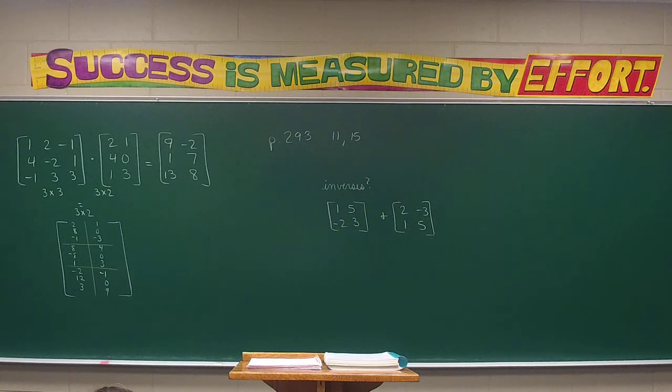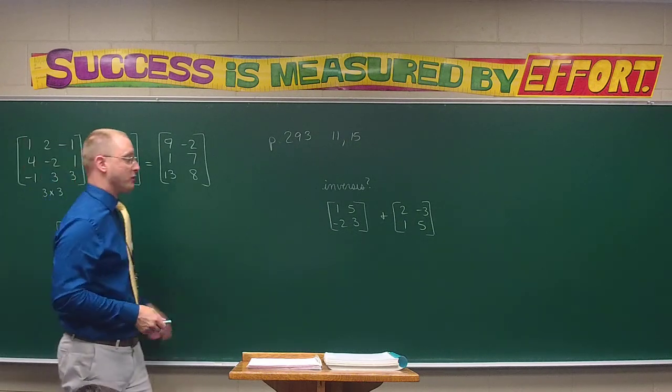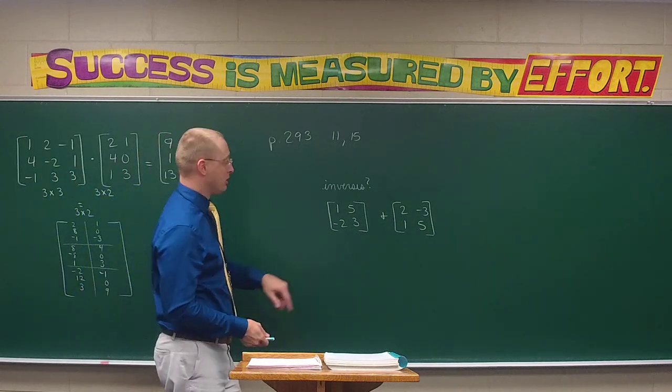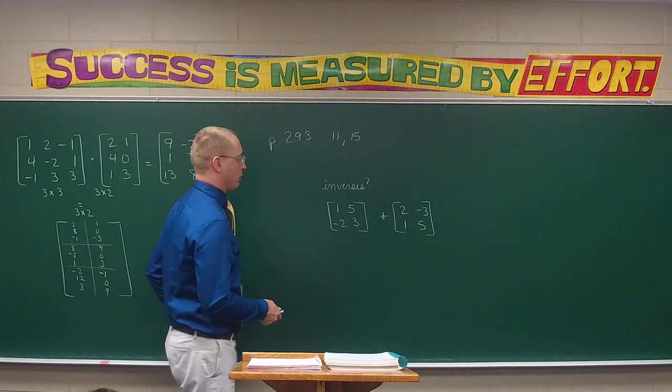All right, questions on 11 now? Be careful. All right. Inverses. How do I tell if they're inverses, class? That's a good question. You multiply them together and see if you get an identity matrix. And then if you do, switch them and multiply again and see if it works out.